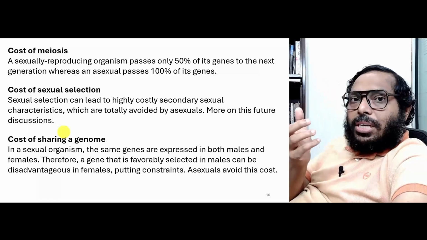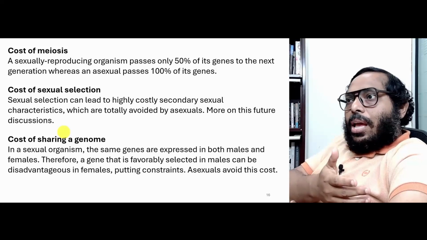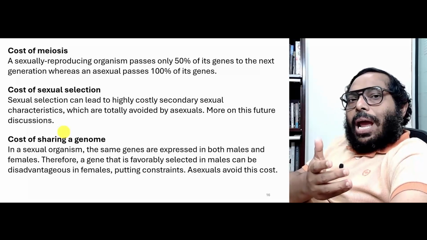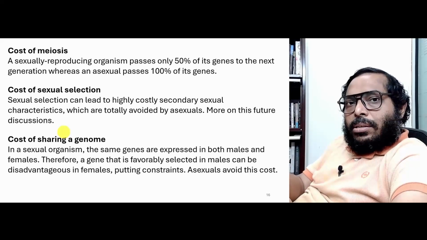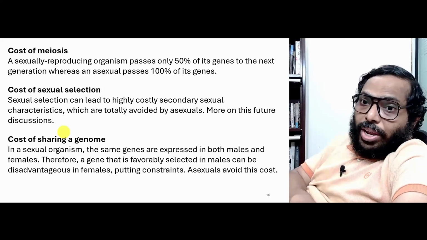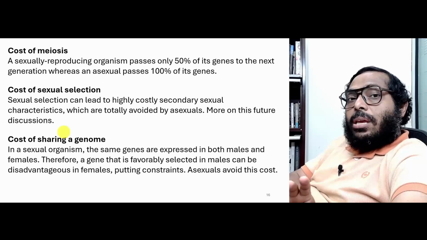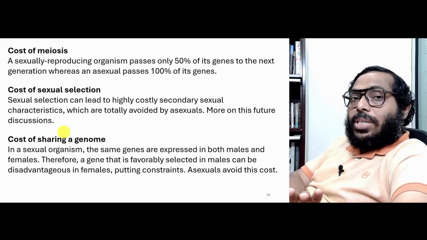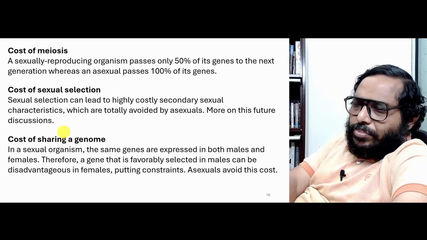So, the same gene which is good when it finds itself in the body of a male can actually be extremely bad for the bearer if it is found in the body of a female. And the opposite also happens. This is what is known as intralocus sexual conflict. And this is a cost that many sexually reproducing organisms end up paying. Again, asexuals completely avoid this cost.